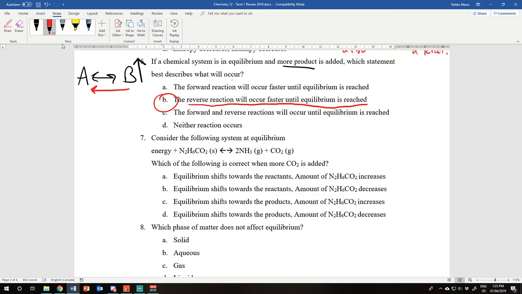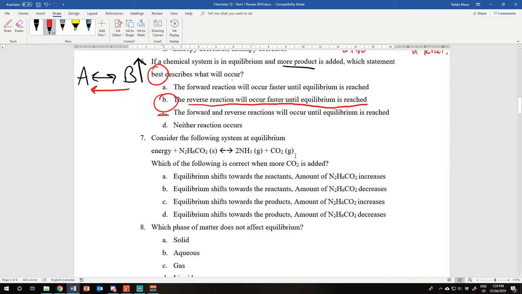The forward reaction still occurs, right? So statement C is not entirely incorrect, but we're asking for the best. The best answer is this: the reverse reaction will occur faster than the forward reaction until you get to a new equilibrium. Okay.